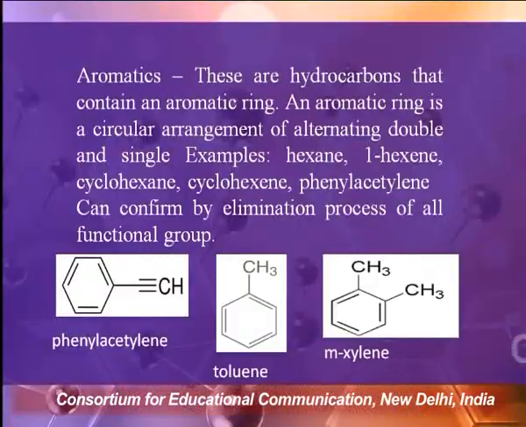What are aromatic hydrocarbons? These are hydrocarbons that contain an aromatic ring. An aromatic ring is a circular arrangement of alternating double and single bonds. You have seen the benzene moiety. What is that? This is the simplest aromatic compound. Alternate single and double bonds, conjugation is there, delocalization is there. So, we will not talk in detail about what aromaticity is.